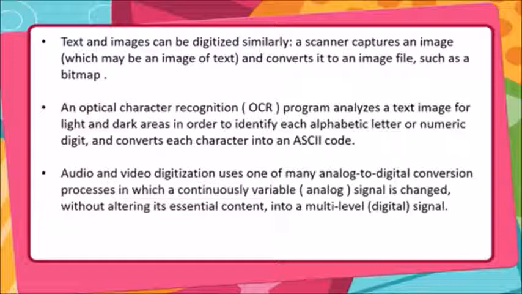For example, you have a picture, your hard copy, and you wanted to upload it on Facebook. The only way is either to scan the picture or to take a picture using a phone camera. That's the conversion of a hard copy or printed object into its digital form. The second one is optical character recognition. The program analyzes a text image for light and dark areas in order to identify an alphabetic letter or numeric digit and convert its character into ASCII code.